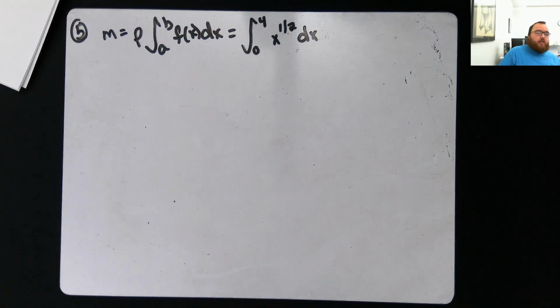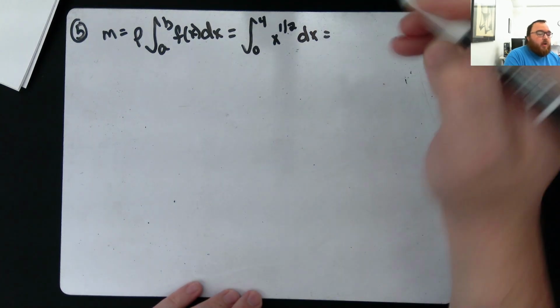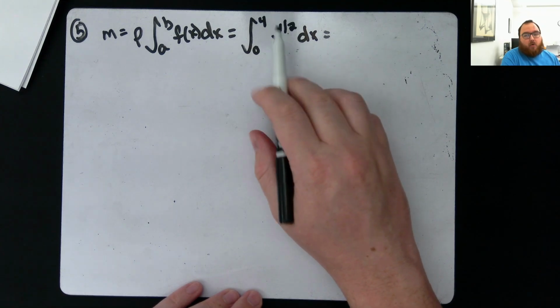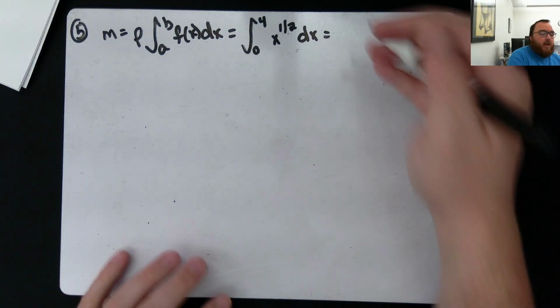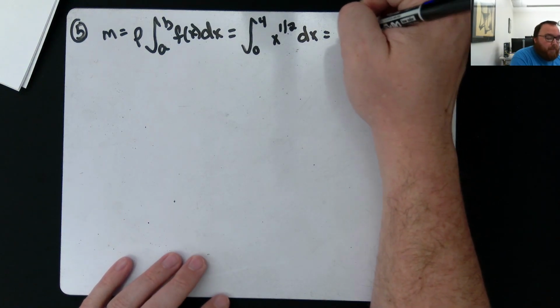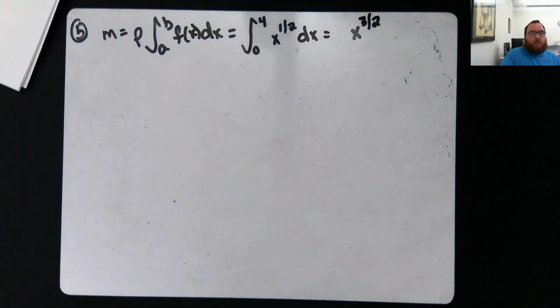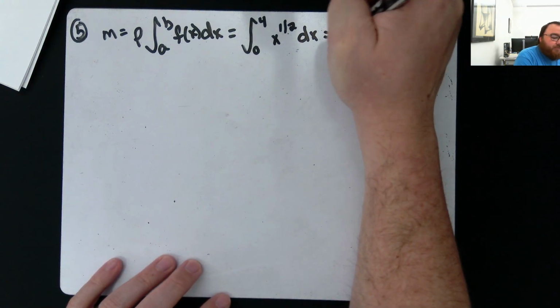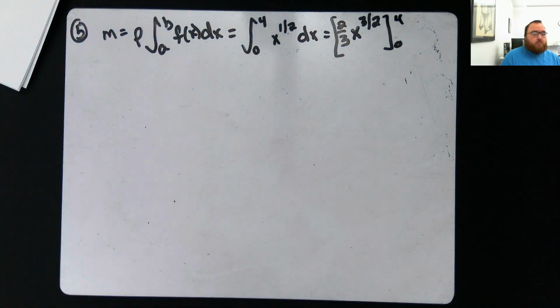This isn't very hard to take the antiderivative of. Remember, I'm going to add 1 to the power. 1/2 plus 1 is 3/2, and then divide by that new power. Dividing by 3/2 is like saying times 2/3. So we're going to do that from 0 to 4.